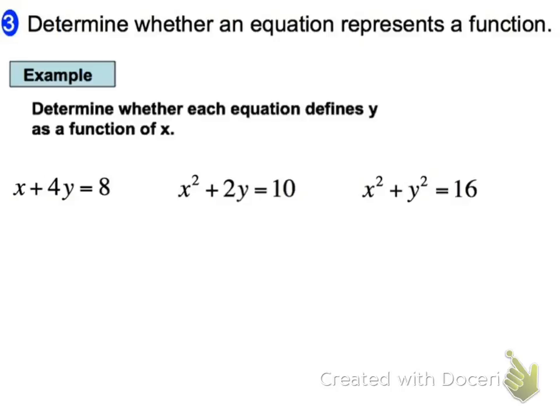Now that we know how to decide if a relation is a function, we're going to decide if an equation is a function or not. In order to do that, there are a few things we have to do. The first thing we're going to do is start with our equation, and the very first step is we'll solve for y. We'll get the y by itself.